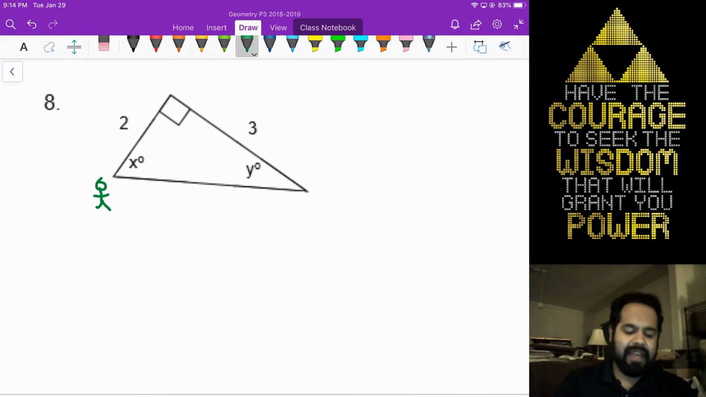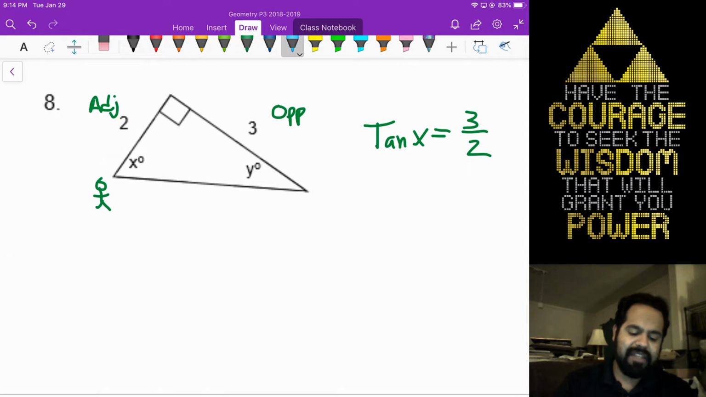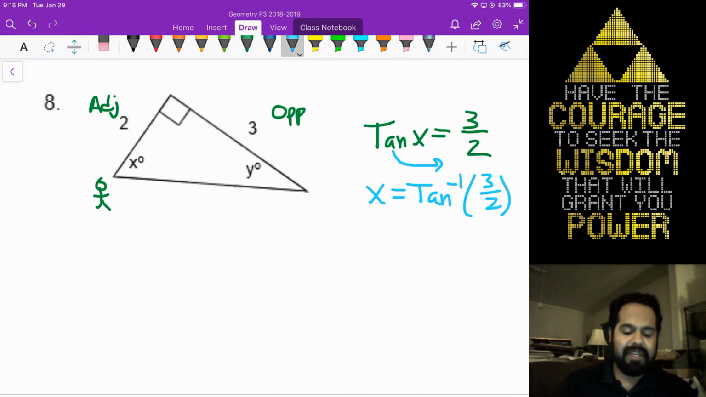So if I'm solving for x, with respect to this corner, 3 is the opposite, 2 is the adjacent. So that's screaming tangent. Tangent of x equals the opposite over the adjacent. Now, if you remember, we said that we solve for the missing angle by doing inverse tangent. So x equals inverse tangent of 3 over 2. You're going to type that in your calculator and you're going to get an angle.